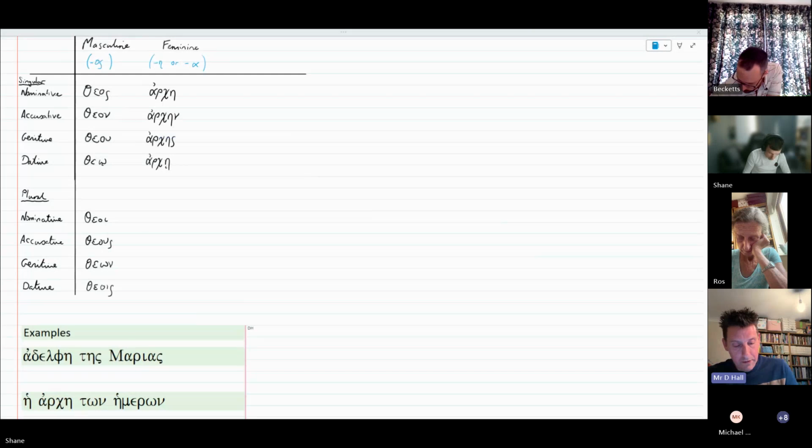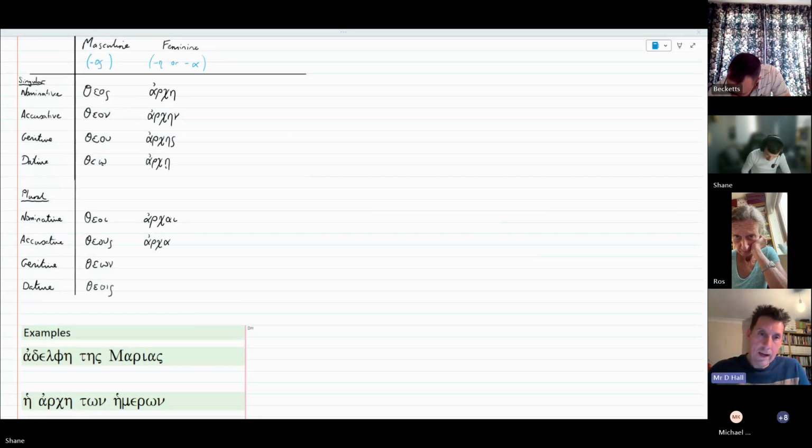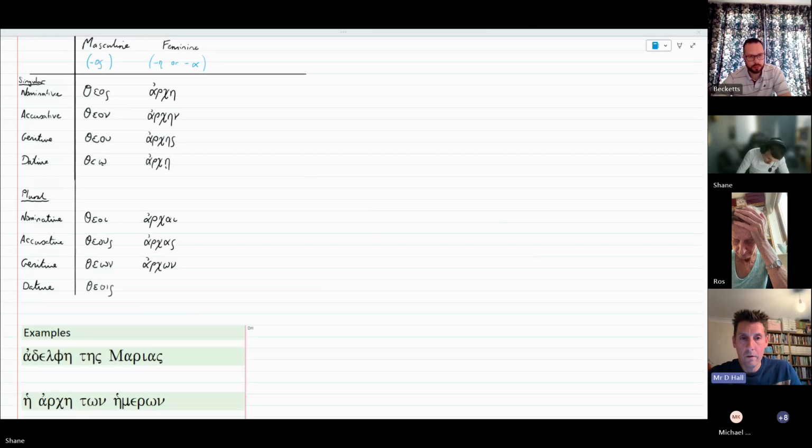and we're going to have a bit of a change of letter here. So for the nominative, we have arche like that with the alpha iota, and then for the accusative, arches, and you'll like this one because it's exactly the same as the masculine one. So it's archon. And then for the dative, oop, did you write that wrong? Arches.